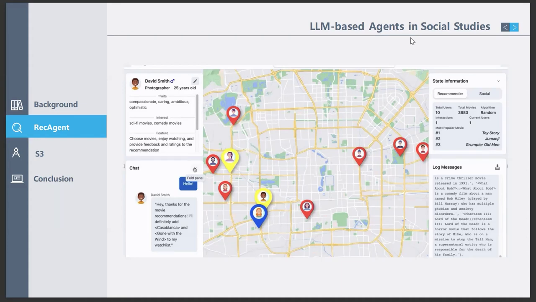In the left top, we present the characters of the agent. For example, the age, the name, and some other features of the agent. And you can freely change the characters of the agent at any time in the simulation process. In the left panel, we present the basic information about the recommendation system and the social network. In the recommendation system, we present the total users, total movies, and the most popular movie that the agents have interacted with.